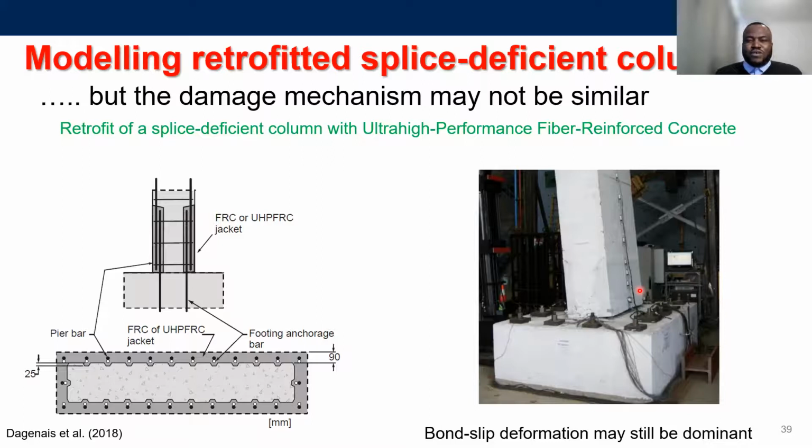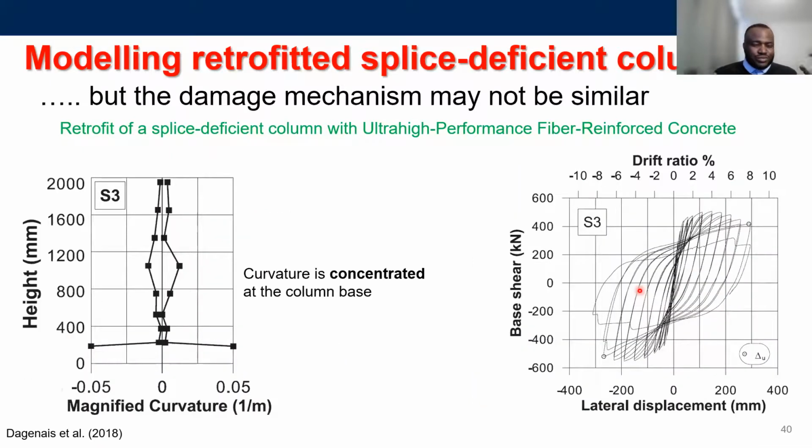So the dominating deformation component, sorry, is still bond slip, but the hysteretic dissipation capacity of that deformation component is improved by the behavior coming from the UHPFRC. Now, here is something to then think about when you're trying to model this component.